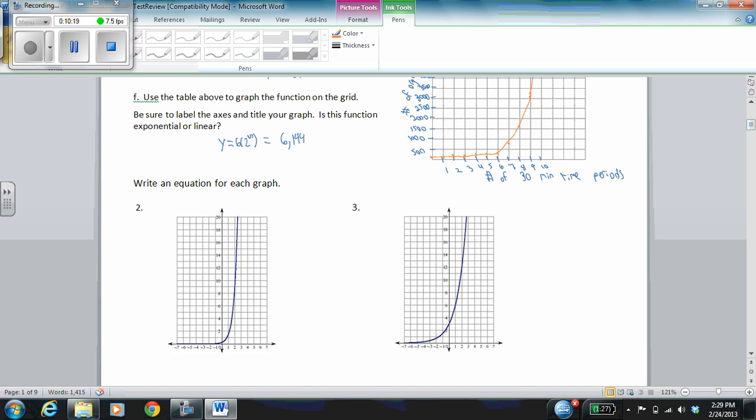So now number 2 and 3 are a little bit hard. We never really did any like this in class, but you guys are smart. You can figure it out. I'm going to show you a little trick. The key is to first figure out what's the starting value. Where does this graph start?